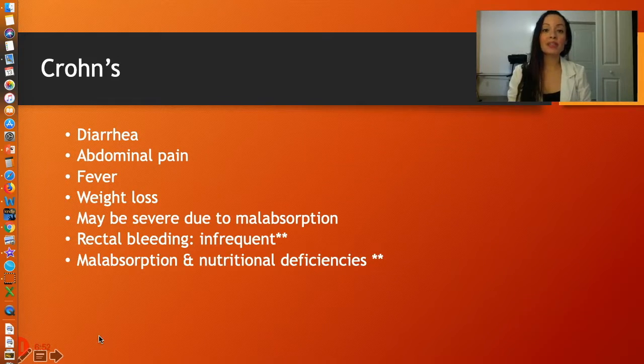With Crohn's, they are going to have diarrhea, abdominal pain, fever, weight loss, and it may be severe due to malabsorption. Rectal bleeding is infrequent with Crohn's, and they are going to have malabsorption and nutritional deficiencies. Notice how here it says infrequent. It may happen, but it's infrequent. And remember, I'm teaching you for textbook world. So in textbook world, when you're trying to differentiate between Crohn's and UC, rectal bleeding is infrequent.